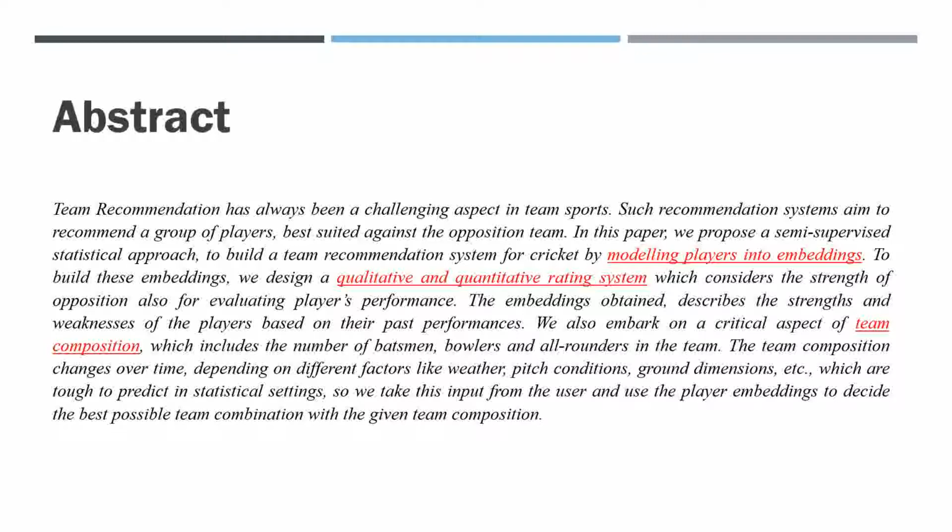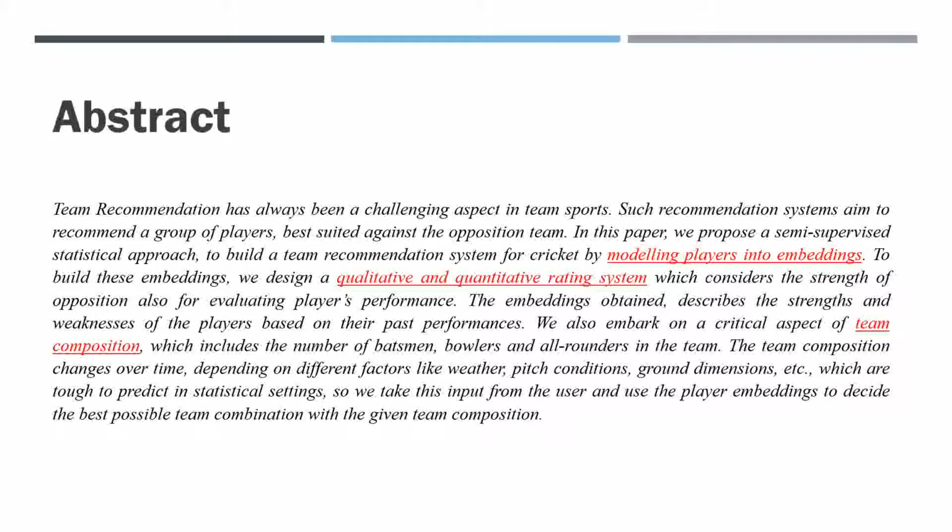Team recommendation has always been a challenging aspect in team sports. Such recommendation systems aim to recommend a group of players best suited against the opposition team. In this paper, we propose a semi-supervised statistical approach to build a team recommendation system for cricket by modeling players into embeddings. To build these embeddings, we design a qualitative and quantitative rating system which considers the strength of opposition also for evaluating players' performance.